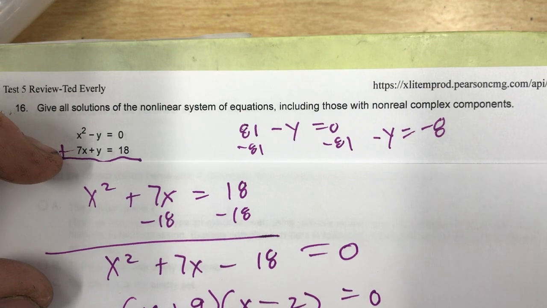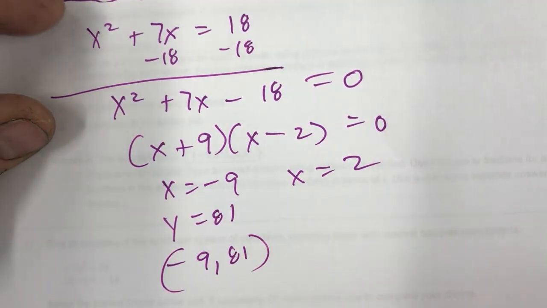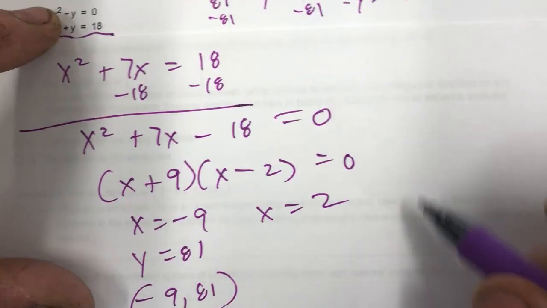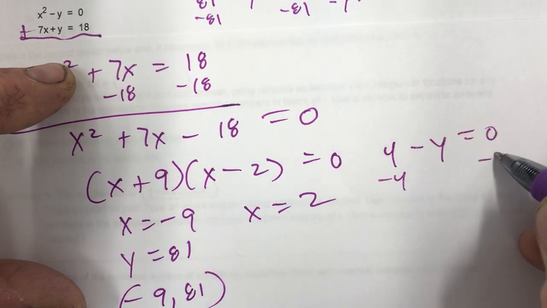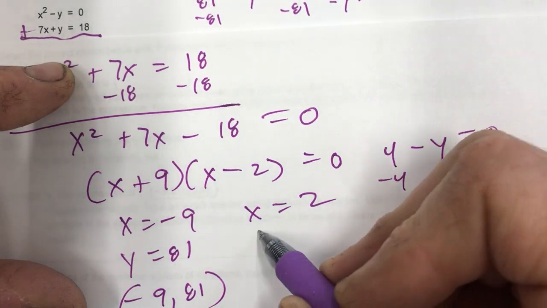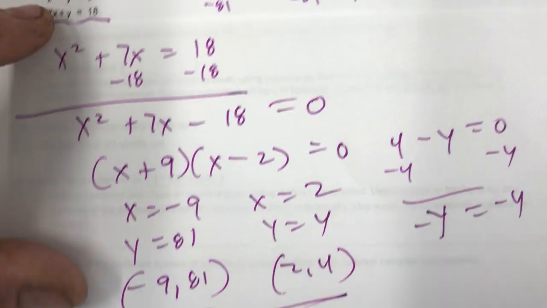So this is negative 9, 81. And if I go back and put 2 in up here for x, so 2 squared would be 4. Let me put right here, 4 minus y equals 0. So minus 4. Negative y equals negative 4. So y is 4. So 2, 4. And these should be my two answers right there.